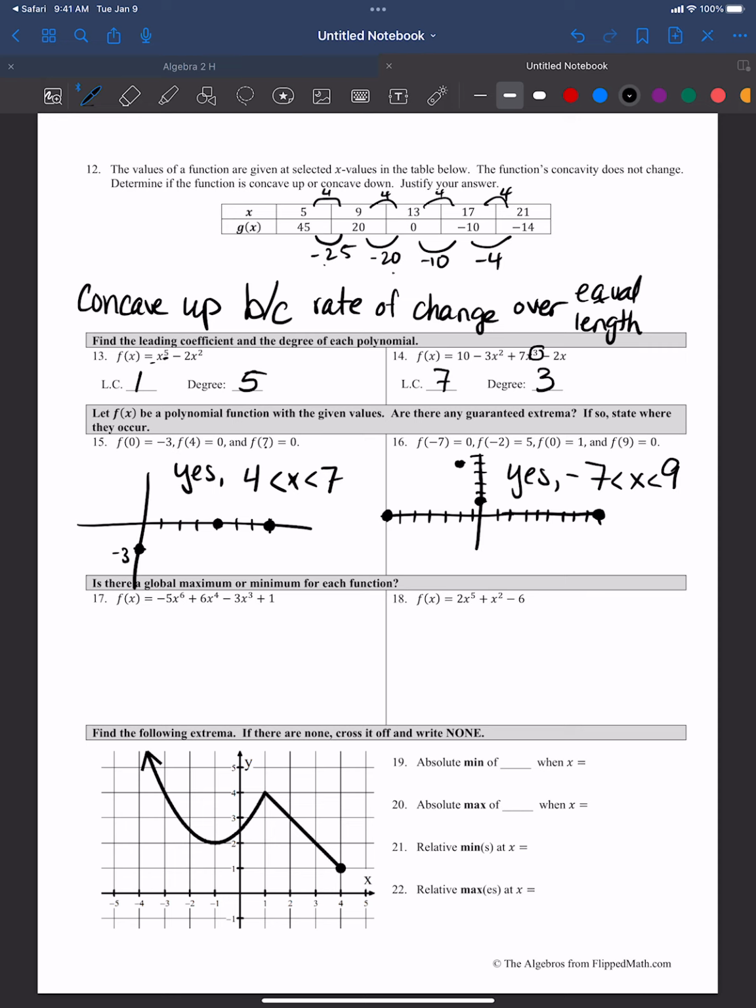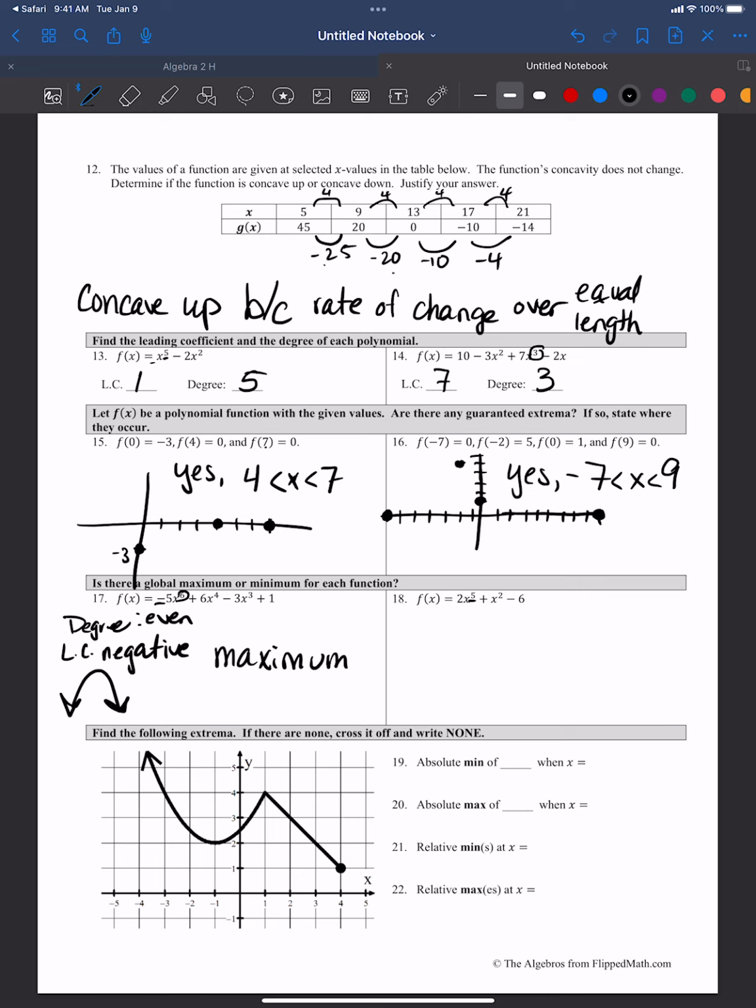Now, is there a global minimum or maximum for each of these functions? So what I want to do, remember to do this, is I need to figure out my degree, which is even. So my degree is even. My leading coefficient is negative, meaning that my graph opens down, right? So that means that it would have a maximum.